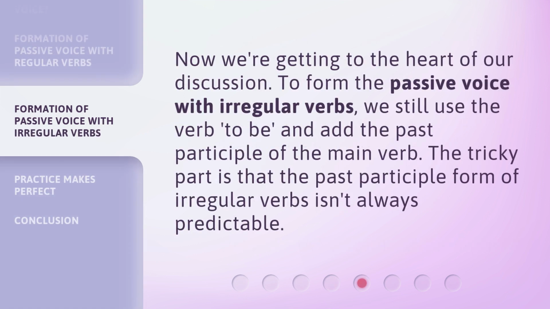Now we're getting to the heart of our discussion. To form the passive voice with irregular verbs, we still use the verb to be and add the past participle of the main verb. The tricky part is that the past participle form of irregular verbs isn't always predictable.